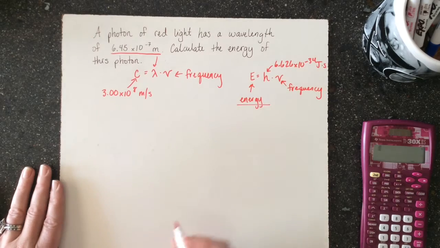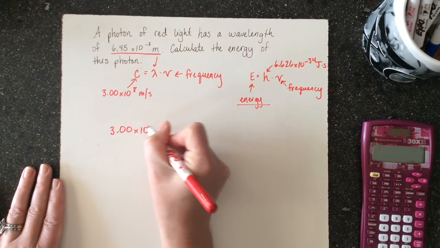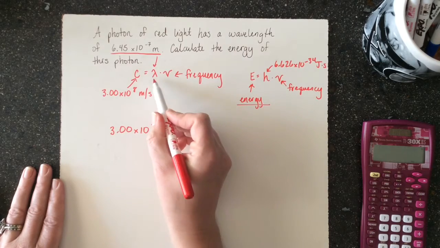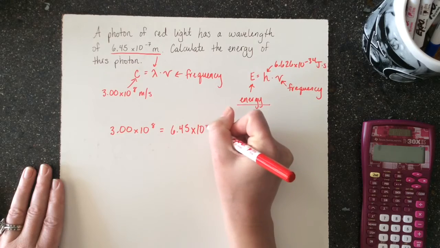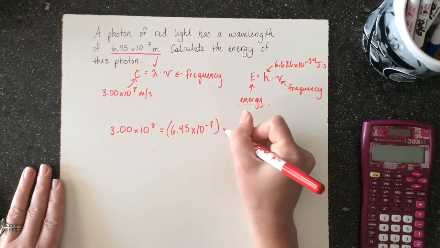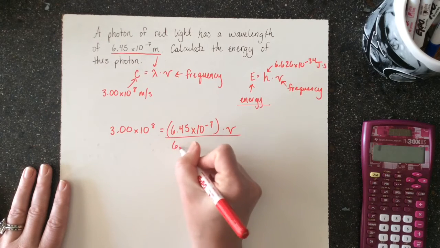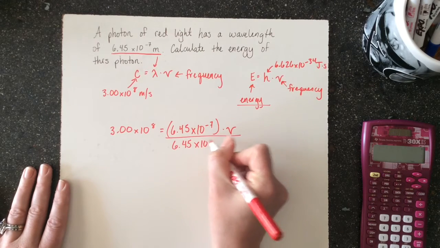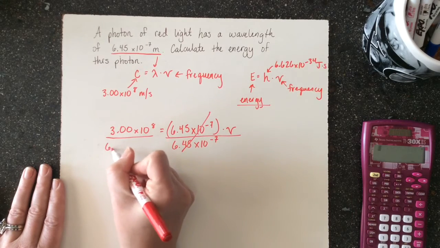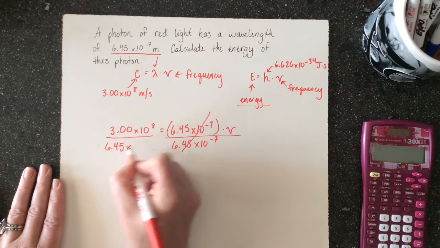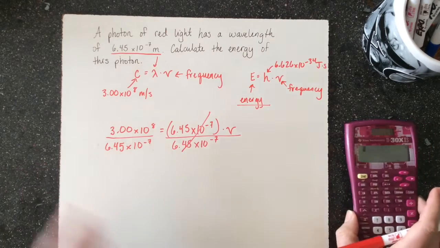So we're going to substitute in what we know. Our speed of light, which is 3.00 times 10 to the 8th meters per second, is equal to the wavelength, which is 6.45 times 10 to the negative 7th meters, times our unknown frequency. To solve for frequency, we're going to divide both sides by 6.45 times 10 to the negative 7th, because that'll give us 1 right there. So we're taking our speed of light and dividing it by the wavelength.